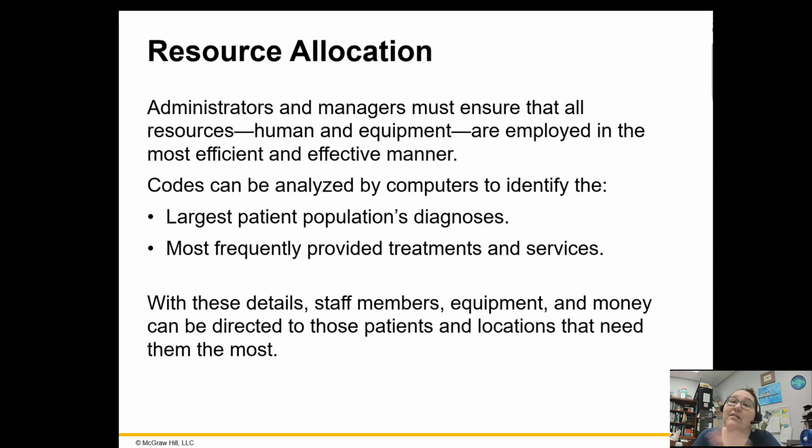All right, resource allocation, kind of what we were talking about earlier. Administrators and managers must ensure that all resources, both human and equipment, are employed in the most efficient and effective manner. Codes can be analyzed by computers to identify the largest patient population diagnoses and most frequently provided treatments and services. So with these details, staff members, equipment, and money can be directed to those patients and locations that need them most. So for instance, in a hospital, if you're seeing an uptick in certain conditions, then you know that you need more physicians there to help treat those patients, as well as resources that are needed to treat that condition.